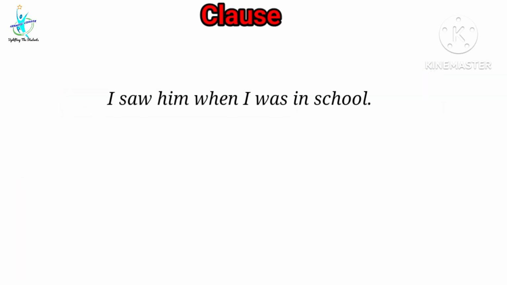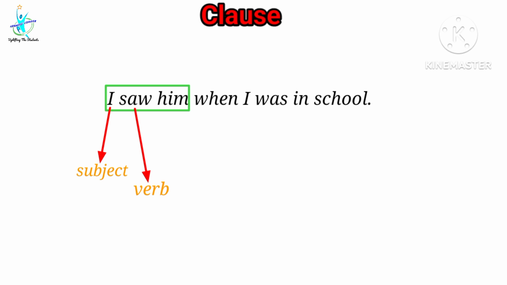I saw him when I was in school. So here we also have two clauses, independent and dependent clause. I saw him. This is the independent clause because it is meaningful and can stand alone. Everyone will understand this. If I say I saw him, you understand. So I is the subject, saw is the verb. Therefore, this is a clause, and this clause is independent. Then let's look at the other part, which is when I was in school. When I was in school is the dependent clause.